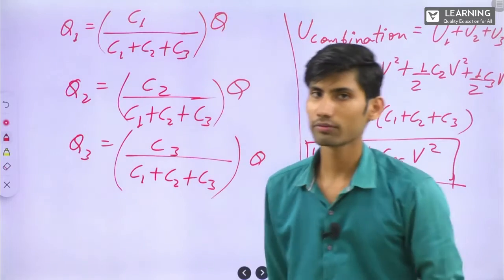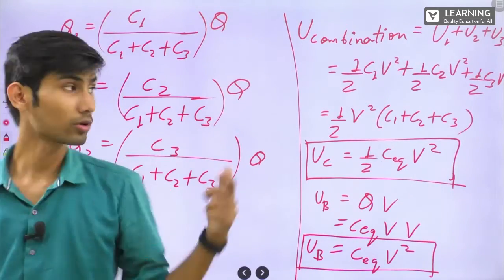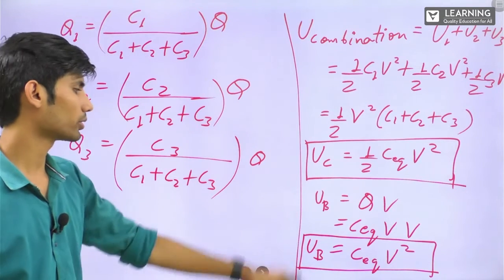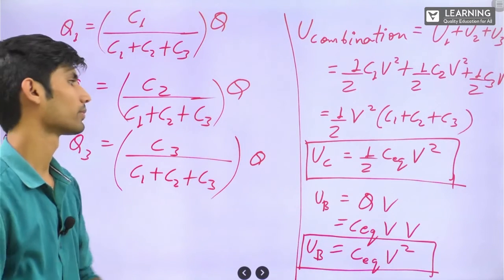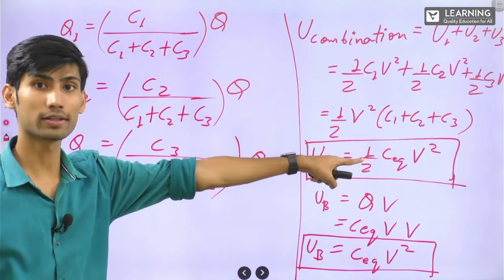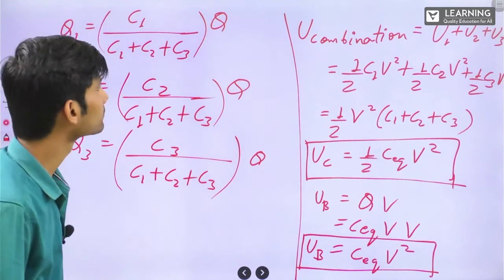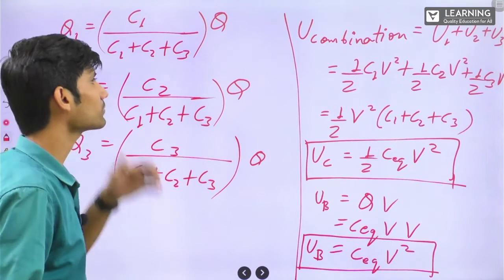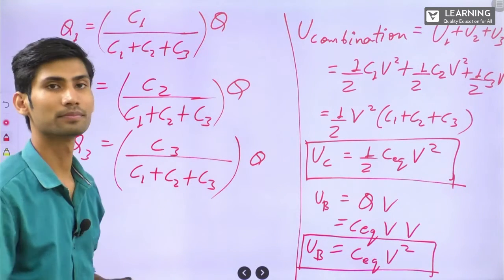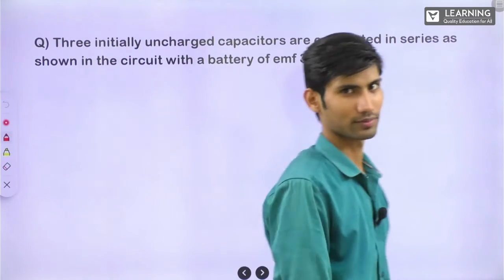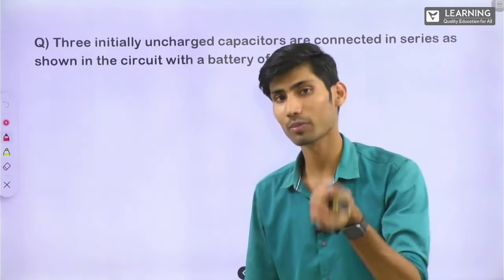Again, we spoke about C equivalent, we spoke about different charges, we spoke about energy of the combination, and we spoke about energy supplied by the battery. This energy is a stored energy, this energy is supplied energy. Alright? Shall we move further? Now, let's start with the questions. Some questions we'll do, then we'll see more combinations.